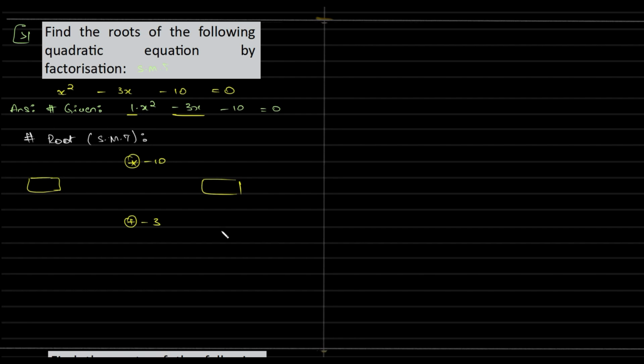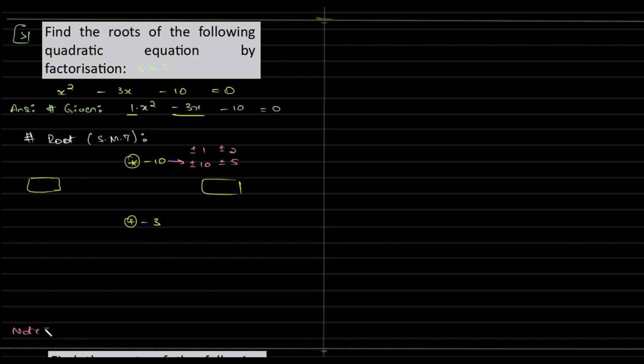So to find these two numbers, we begin with writing the factors of minus 10. That is, which all numbers can divide 10. So we have 1, 10, 2 and 5 can divide 10, is it not? Not only this, even the negative numbers can divide minus 10. That is plus or minus 1, plus or minus 10, plus or minus 2, plus or minus 5.